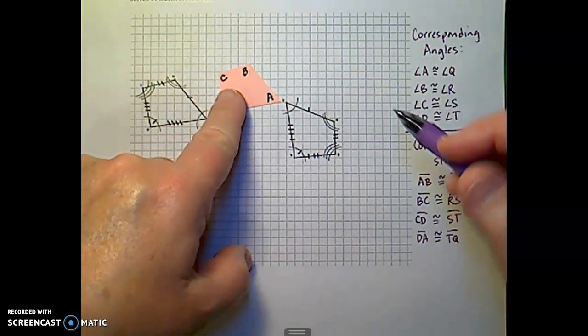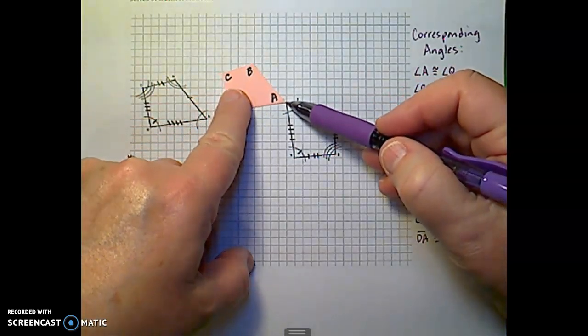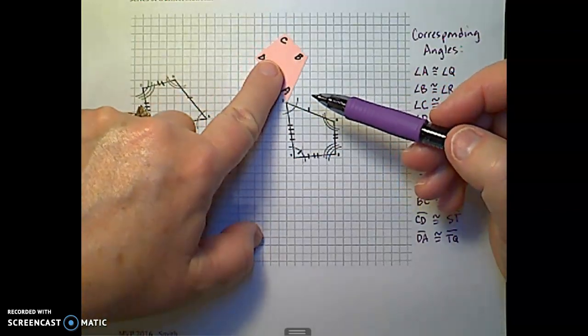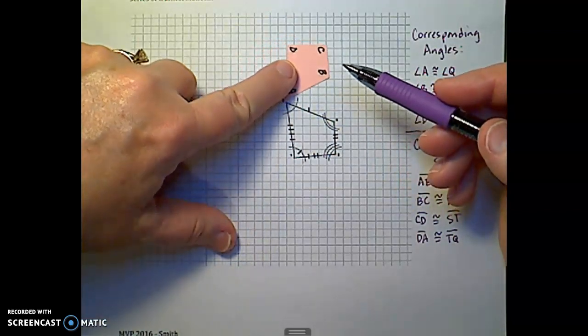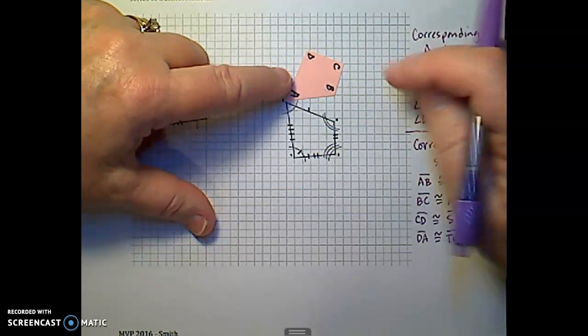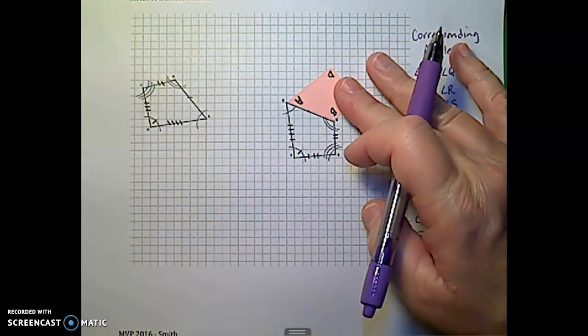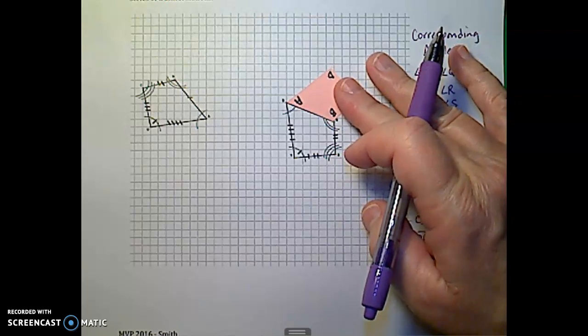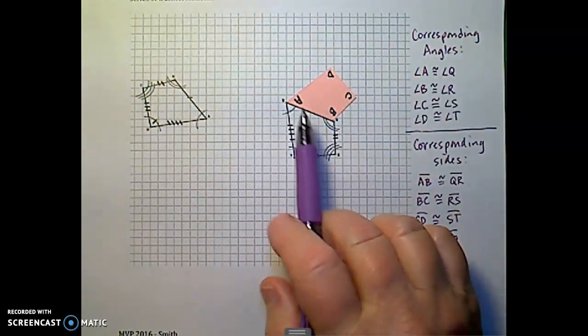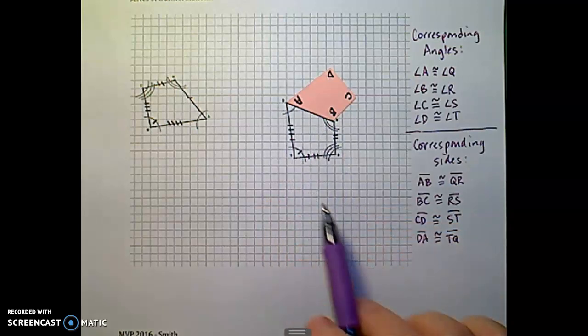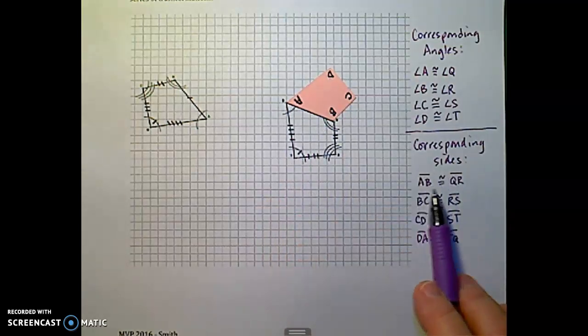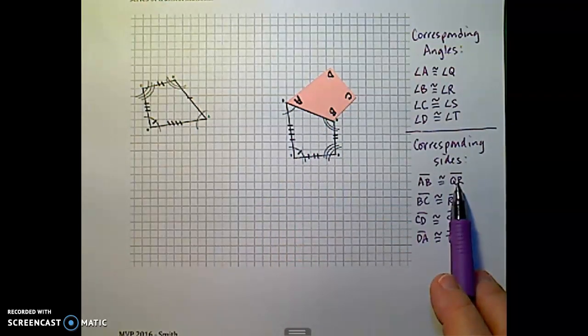Then I can rotate around this point A or point Q. If I rotate, and it doesn't even matter how many degrees this is, I want to rotate until I get this in a position where I have a side matching, just like that. Segment AB and segment QR are lined up, and they are congruent.